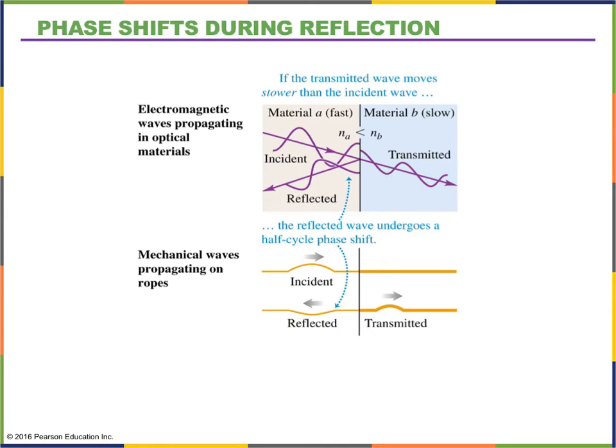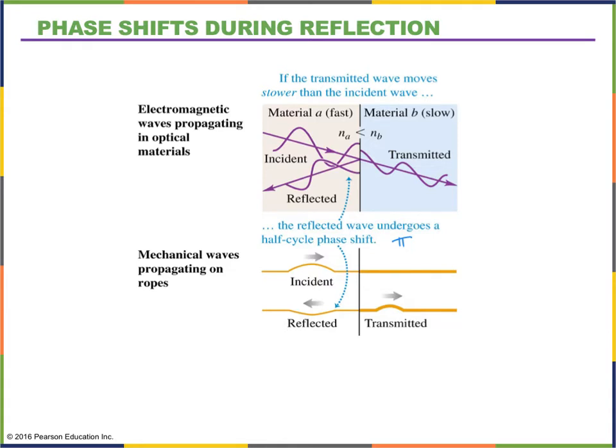However, if it goes from a material where it's traveling faster and then reflects off of a material where it would travel slower, that is, the material on the left has a lower index of refraction than the material on the right, in those cases the wave will undergo a half cycle phase shift, or we could also think of it as pi. Basically the wave gets inverted, like when the boundary the wave reflects off of is a fixed boundary.